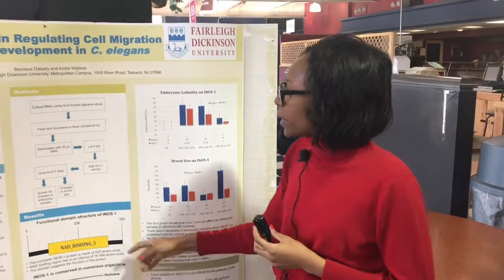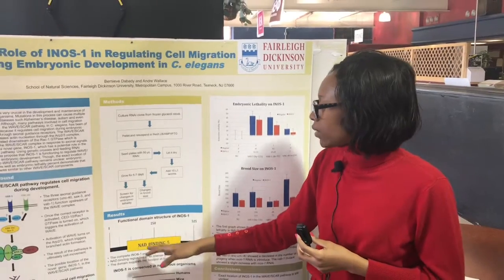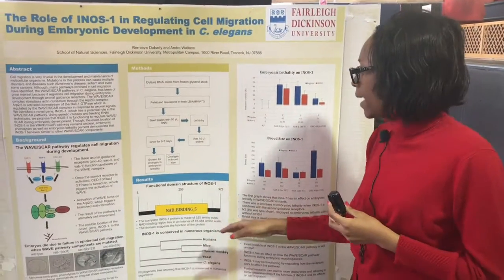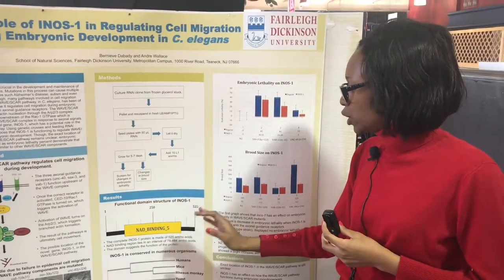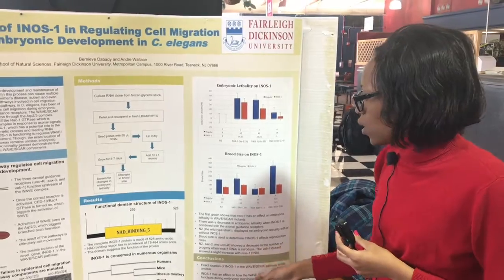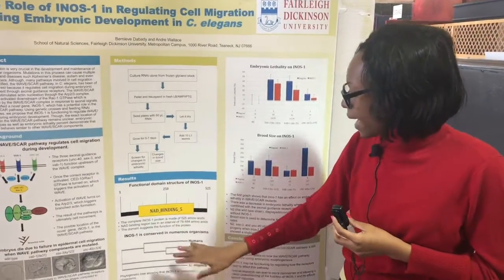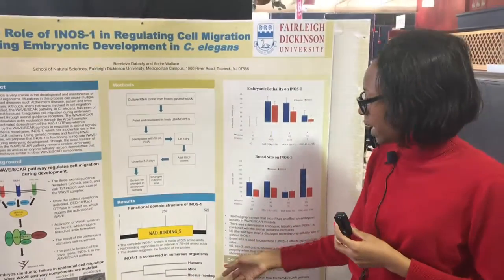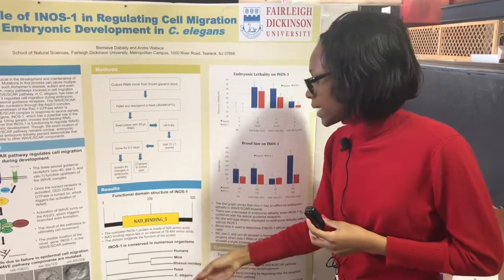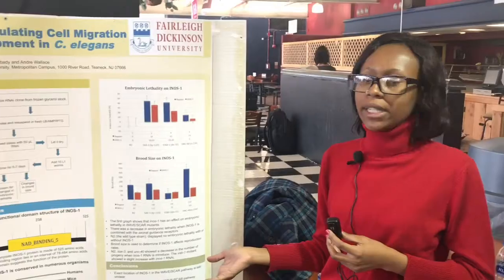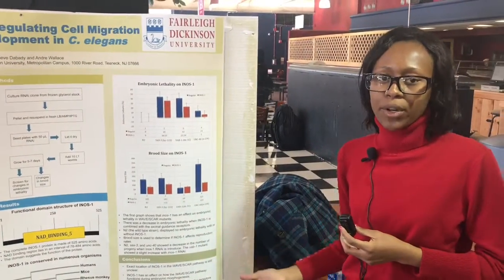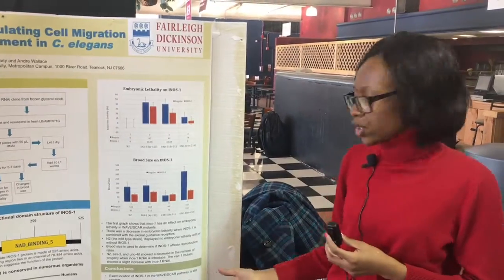We're also trying to find out the domain of INOS-1, and we realized that INOS-1 has an NAD binding domain, which is very important for signal transduction. These are just examples of where INOS-1 can be found. You can find it in humans, mice, yeast, and C. elegans, which is very important because if it was just in C. elegans, it probably wouldn't be as important for people to do research on.